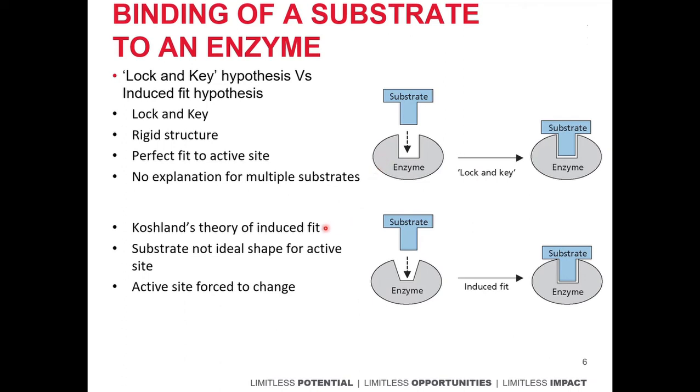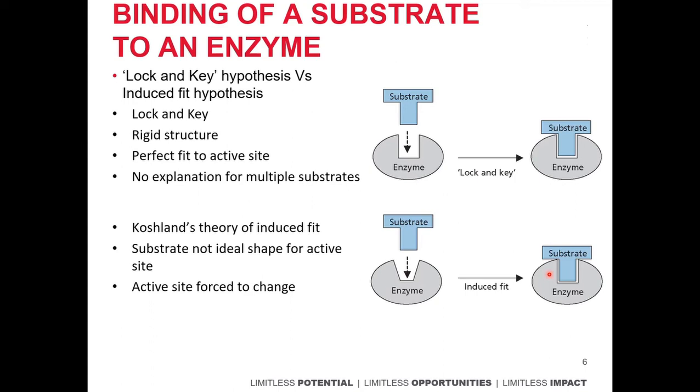Now what this says is that when the substrate binds into the active site of the enzyme, the substrate is not an ideal shape to fit into the active site. And so the enzyme is forced to change and forced to wrap around the substrate in order to facilitate the reaction. So the active site is forced to change, and it's forced to change by the maximization of bonding interactions between the substrate and the enzyme.